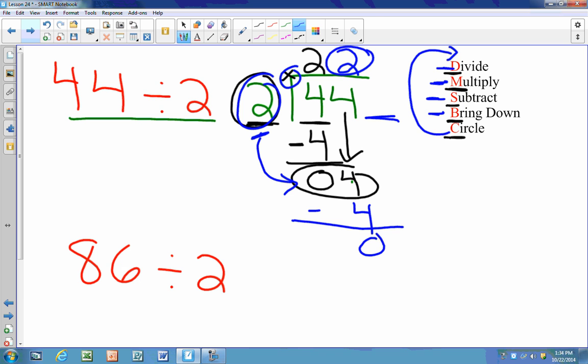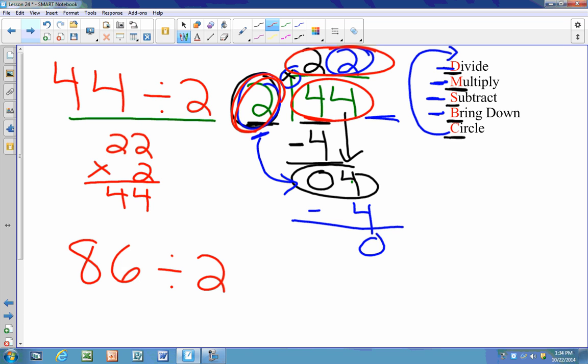And I know that my final answer, that's way at the top of the paper, up here, which is 22, is my answer. In order to check my work, I take my answer of 22 and I multiply it times my divisor on the outside, which is 2, and I get 44, and it shows me that it matches this, so my answer is correct. Now I'm going to do another example.